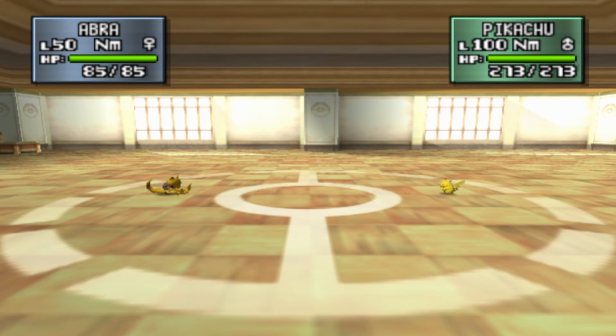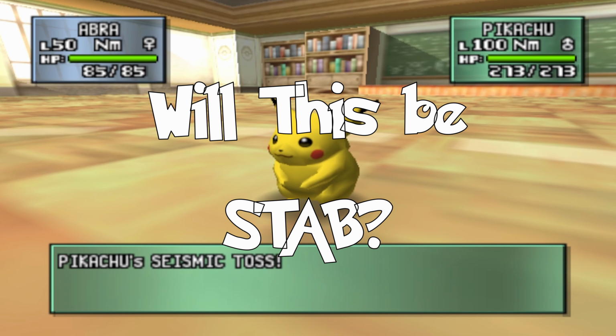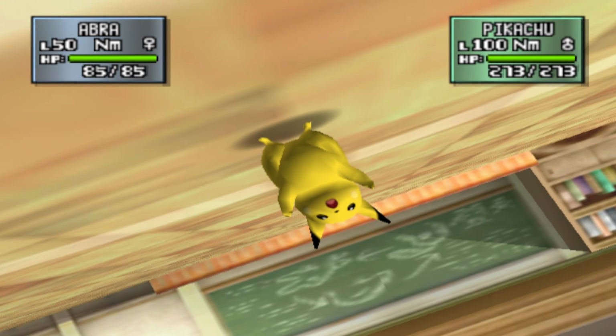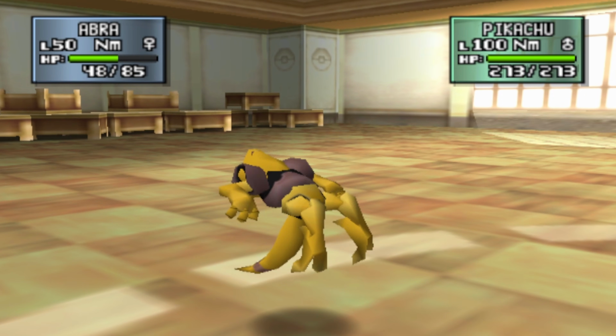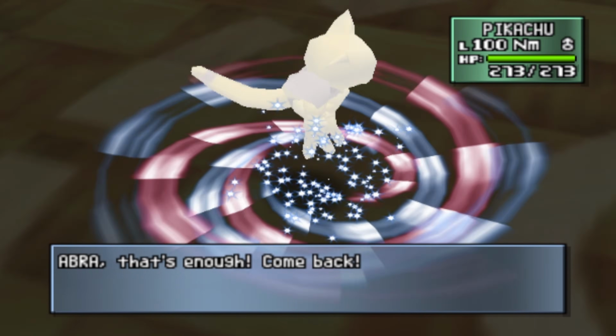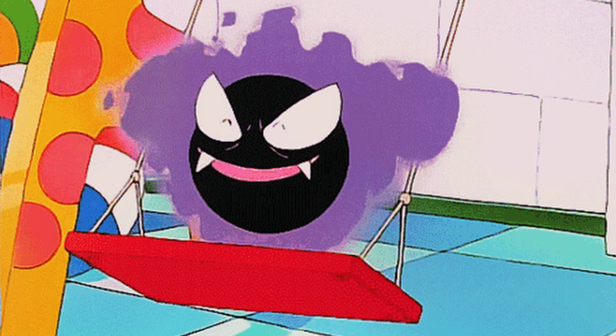Scenario. A Pikachu is about to use the move Seismic Toss. Will this be STAB? See, that's another curveball, because even though Seismic Toss is a damaging move, it does a set amount of damage, meaning it does the same amount of damage regardless of any of the types on the field. Unless you're attacking a ghost type, but that's a topic for a completely different video.